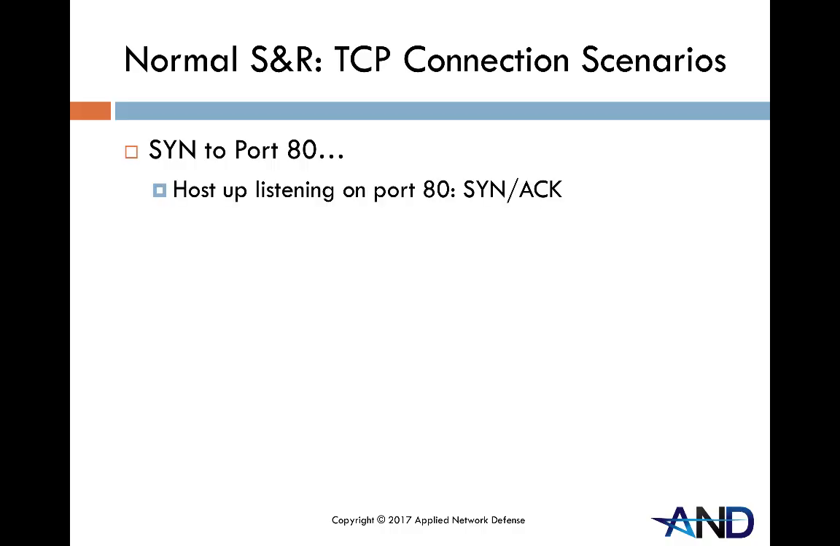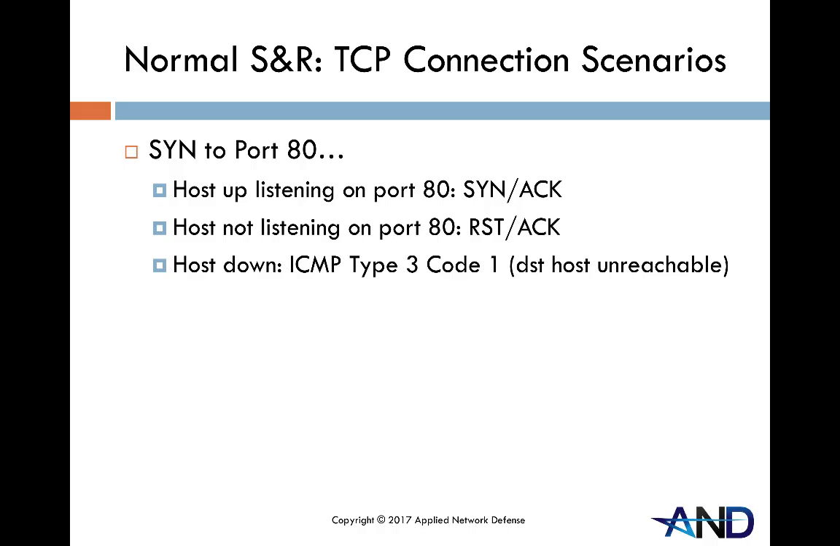Well, if the host is up and listening on port 80 and everything's hunky-dory, we should get a SYN-ACK back. And then we're going to send an ACK and complete the three-way handshake, and we can go ahead and request data with HTTP. Well, if the host is not listening on port 80, well, that's the scenario we just talked about with a TCP refused connection, wherein we'd probably get a reset ACK back because that port is closed. What about if the host is down altogether? In this case, you might see an ICMP type 3 code 1, which is a destination host unreachable message.